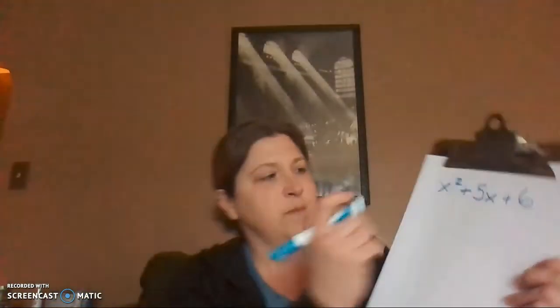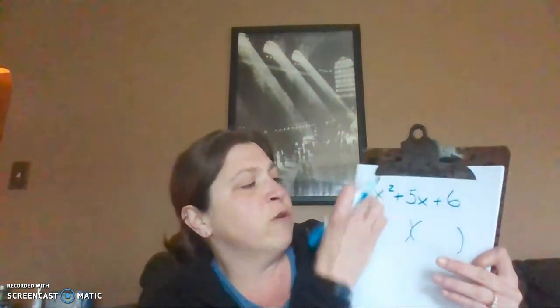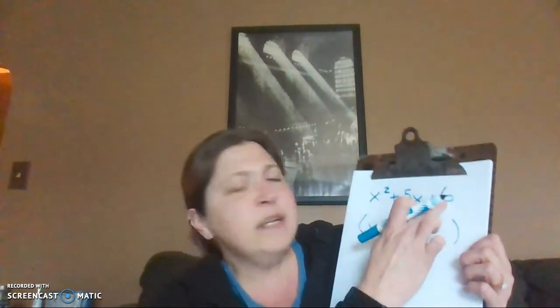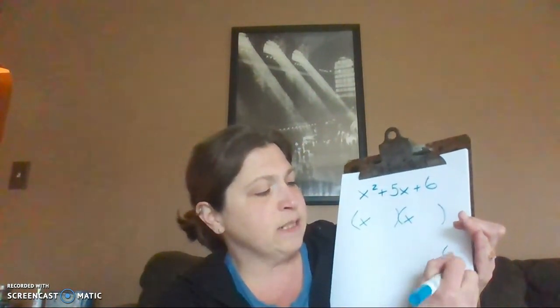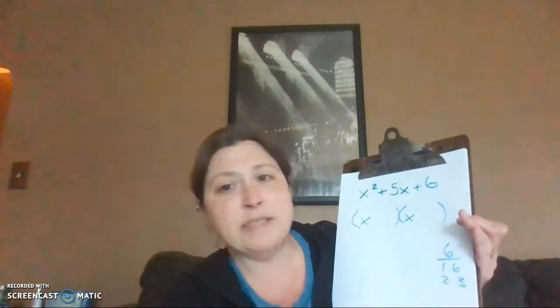All right, so here's the deal. Two parentheses because it's a quadratic. Again, no coefficient, x and x. Okay, I need to think about the numbers that will multiply to 6. So I've got 1 and 6, 2 and 3, and that's it.